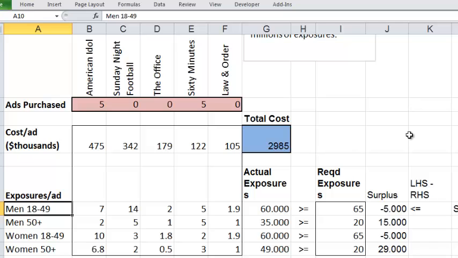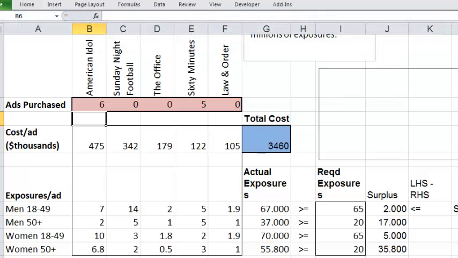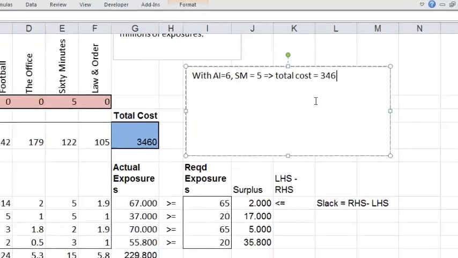Okay, well, any other brilliant idea? How about rounding up one of these numbers? It was 5.4 before. Maybe make this one 6. See if that one works. Okay, now total cost is, well, much higher, as we expected. But let's see if the constraints are met. Yes, the constraints are met. Okay, so let's write that down. With American Idol getting 6 ads and 60 Minutes getting 5 ads, the total cost is $34.60.